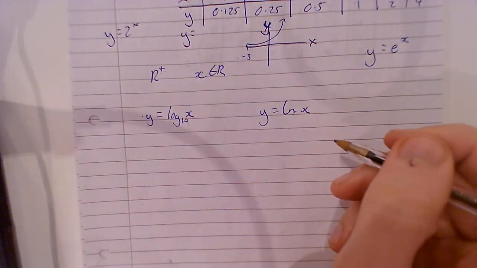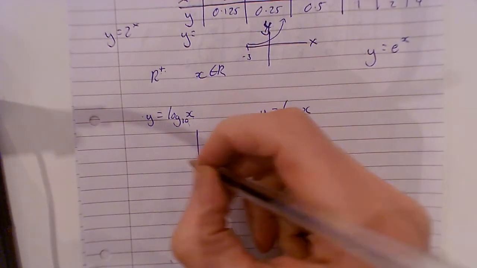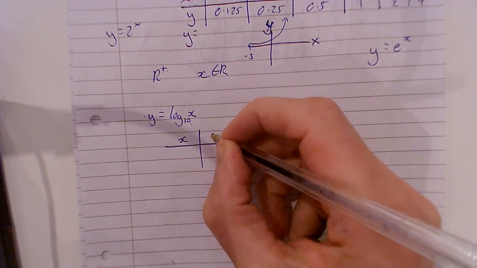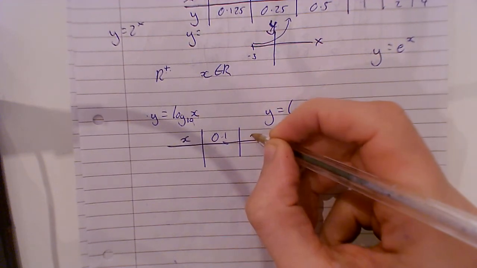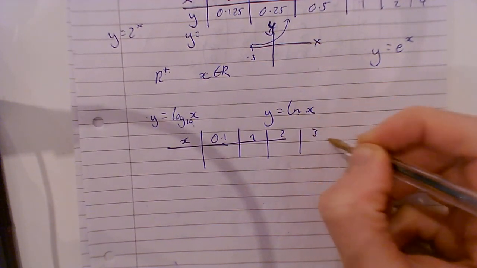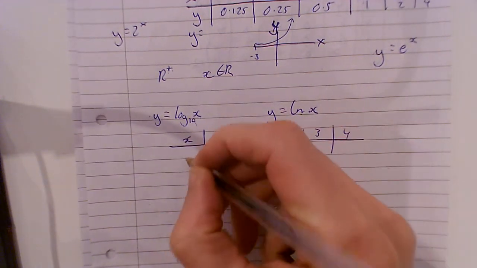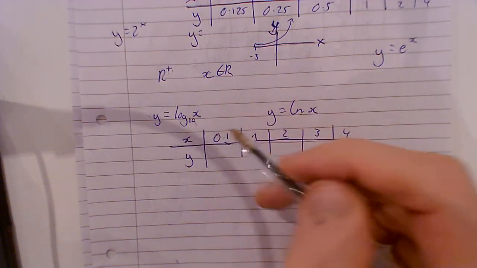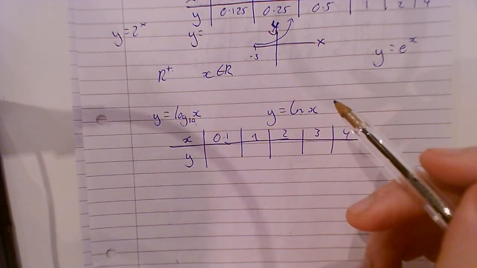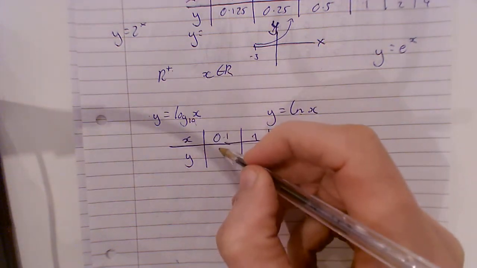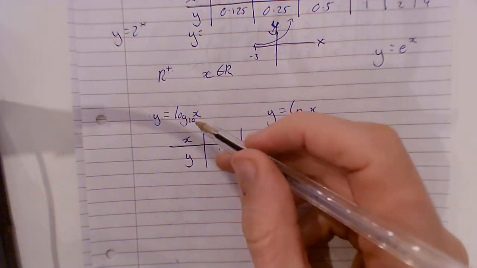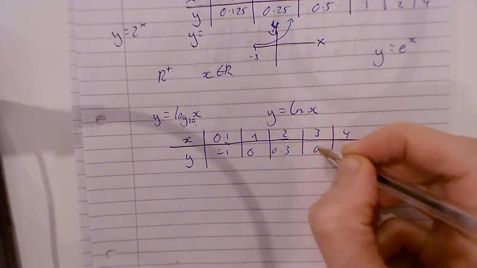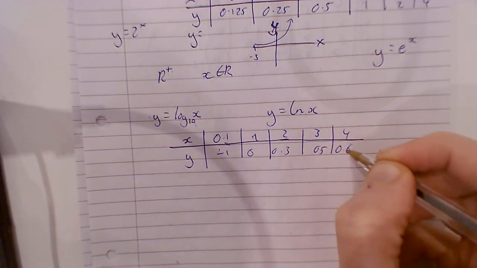Right, same again though. If I tell you x is 0.1, 1, 2, 3, 4, it doesn't have to have the same gap between them. The only reason we have 0.1 is because we can't have log of 0. If you put that in, you're going to get an error. Putting this into your calculator, log base 10 of this gives you -1, 0, 0.3, 0.5, 0.6, and so on and so forth.